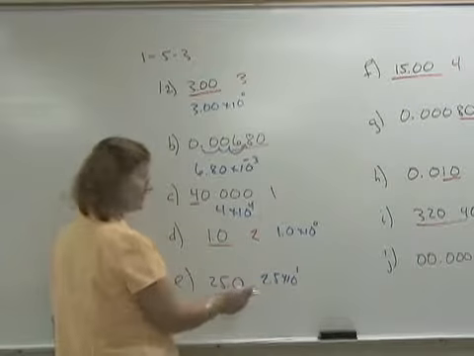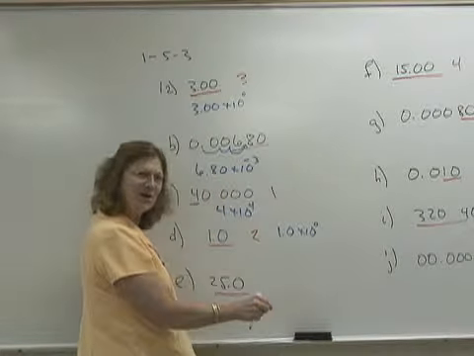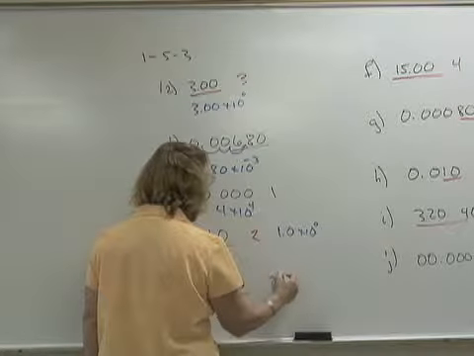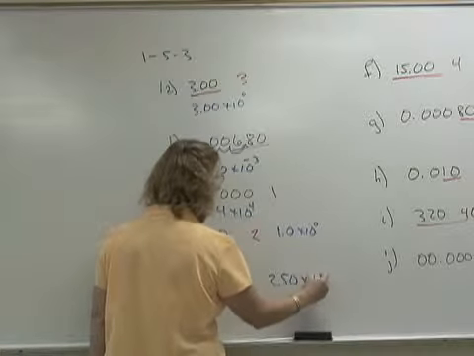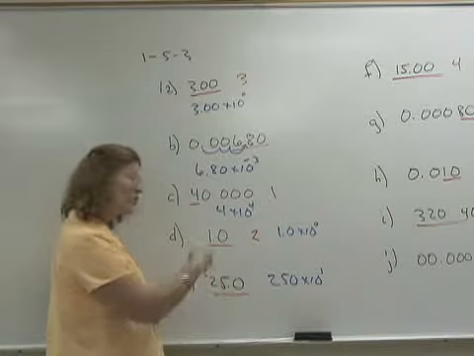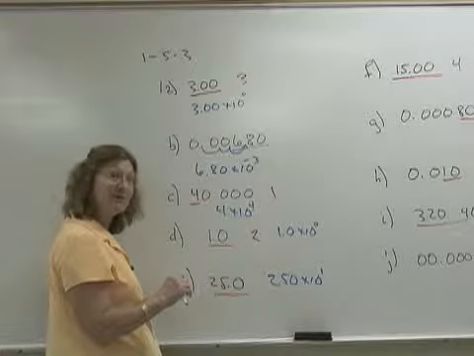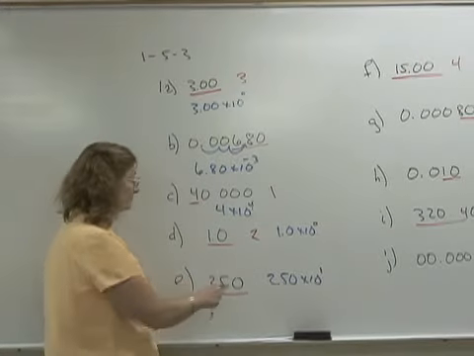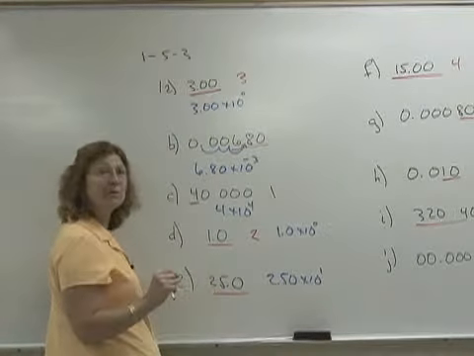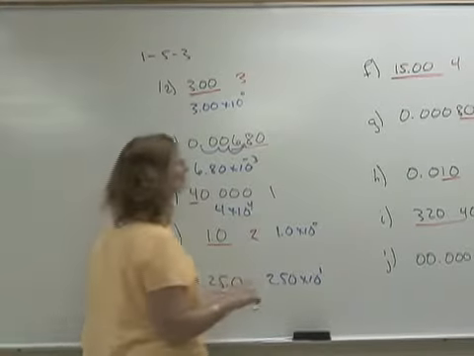Oh, no. It should be 2.50 times 10 to the 1 because the 0 was significant. Therefore, when I change it to another number, I must show that 0 that was significant. Very, very important point. I'm glad I made that mistake so you could see how I could fix it.